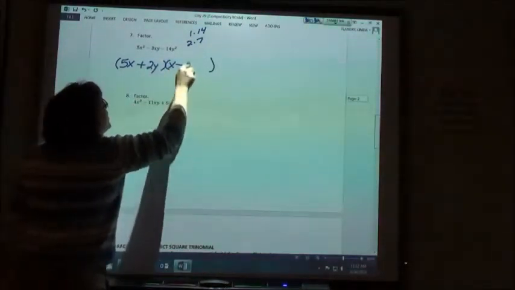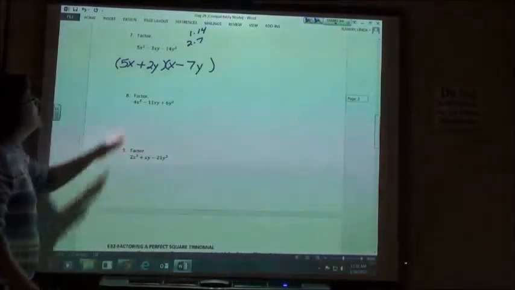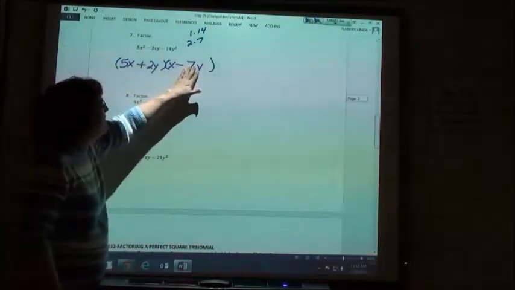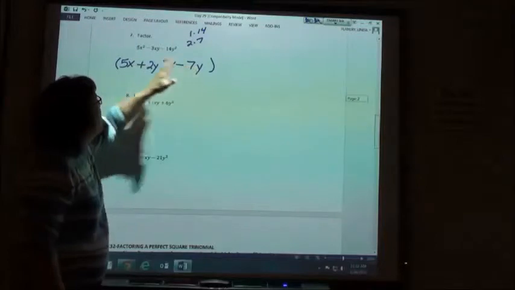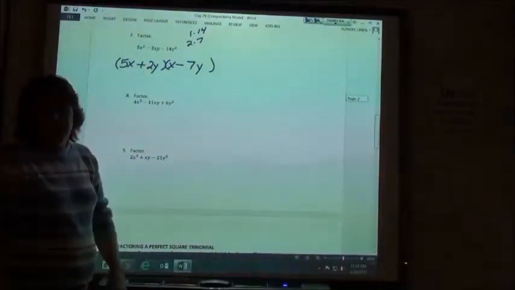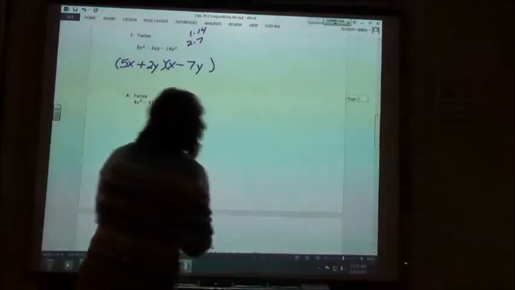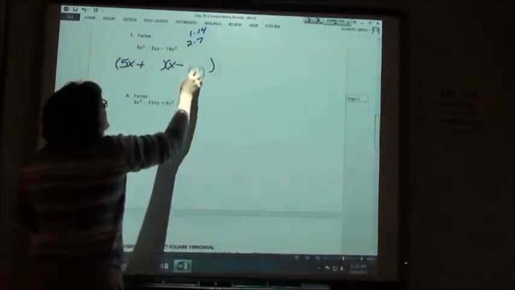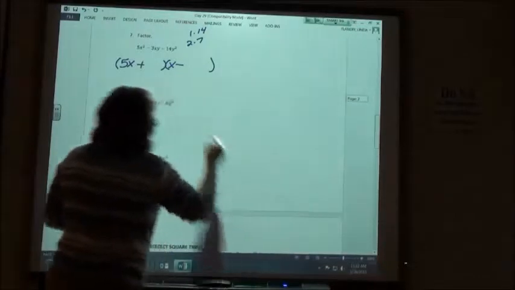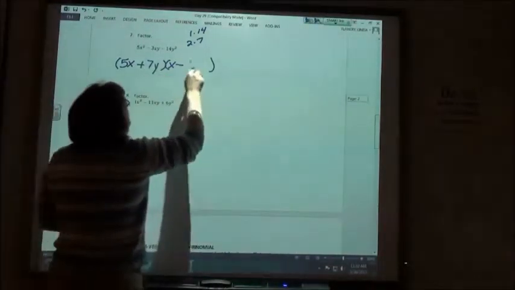So 2y and 7y. 5 times negative 7 would be negative 35 plus 2. Negative 35 plus 2, definitely not negative 3. So I'm going to switch them around. 7y and 2y.